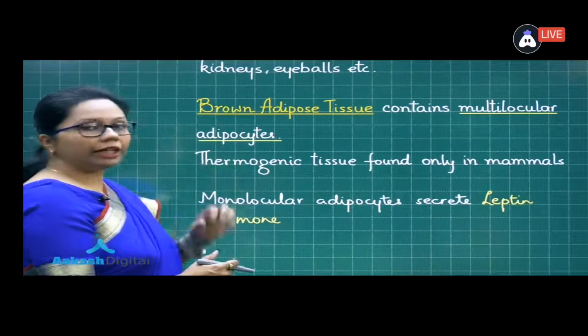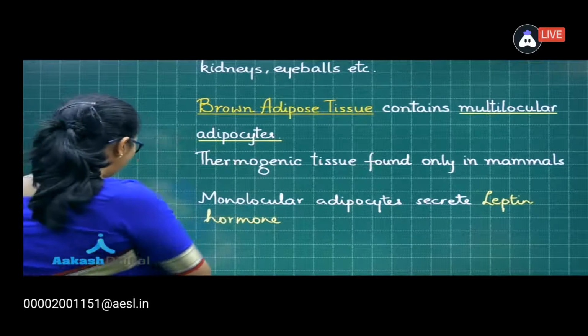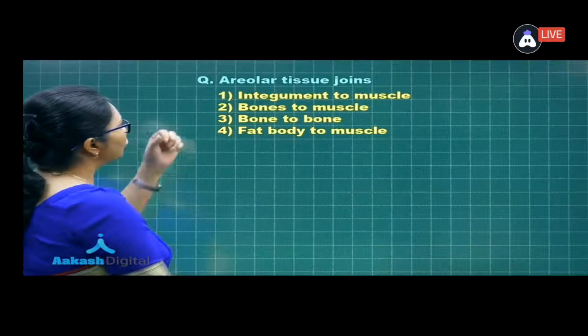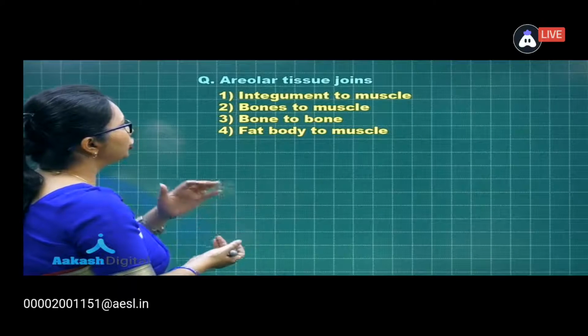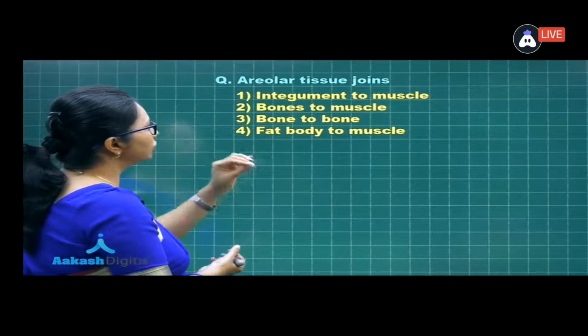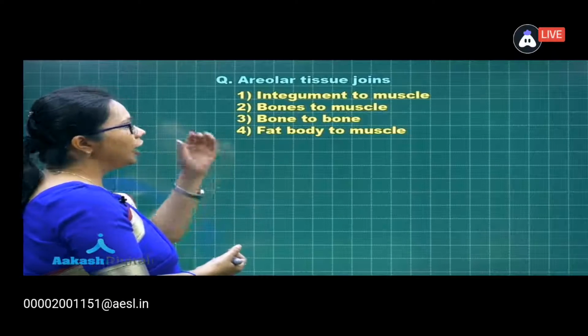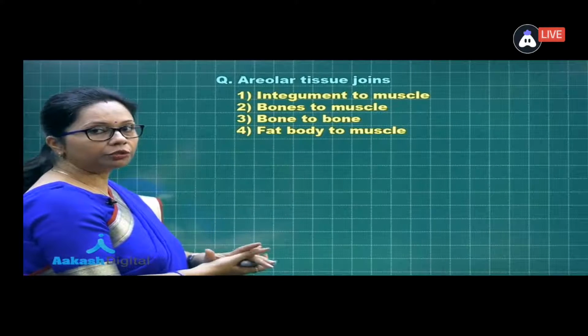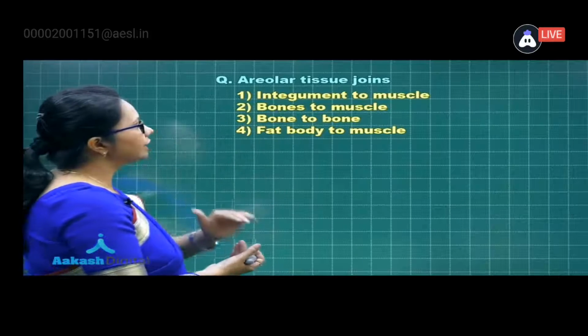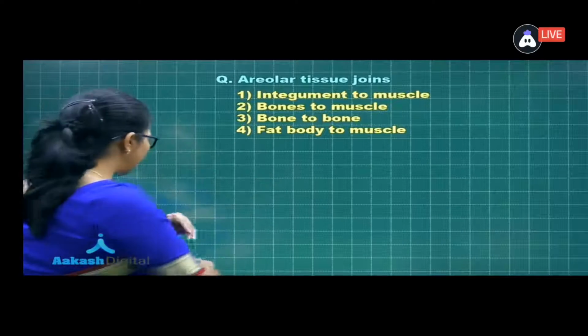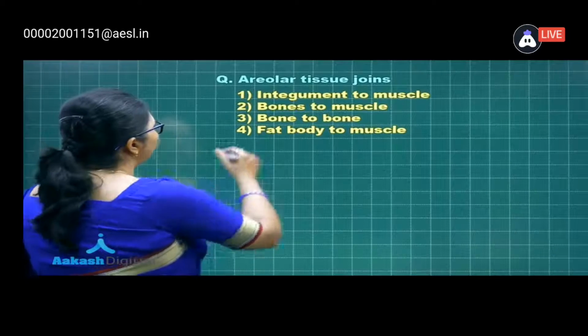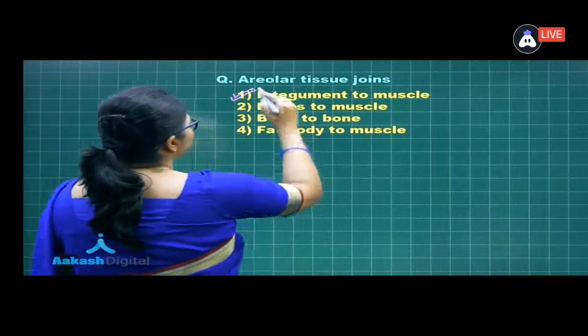Now let us take this information and solve a question. So here, areolar tissue joins integument to muscles, bone to muscle, bone to bone, fat body to the muscle. Now areolar, as we mentioned, is present in the skin and it is attaching the skin to the muscle. So that means our right answer is option number 1.